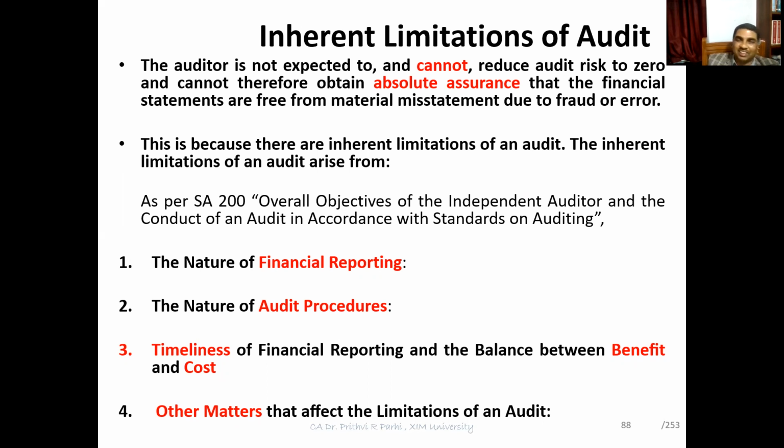Absolute assurance cannot be given. What auditing gives, in fact, is a reasonable assurance that financial statements are free from material misstatements. These material misstatements may be due to fraud or error, but there is a reasonable assurance that these financial statements are free of that.